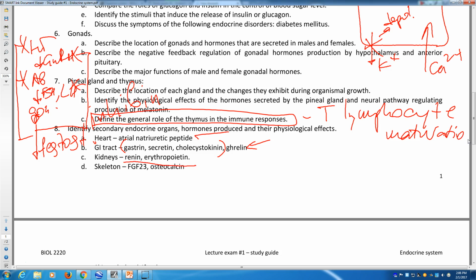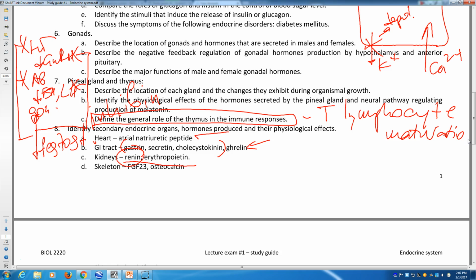Kidneys, two completely different hormones. Renin. What is the result of renin? Some things you just have to memorize. Renin, what is the result? The result is high blood pressure. So it's produced in response to low blood pressure. Okay, erythropoietin. What's the result? Increase of red blood cells. What's the stimulus? Either low red blood cells, like anemia, or hypoxia.